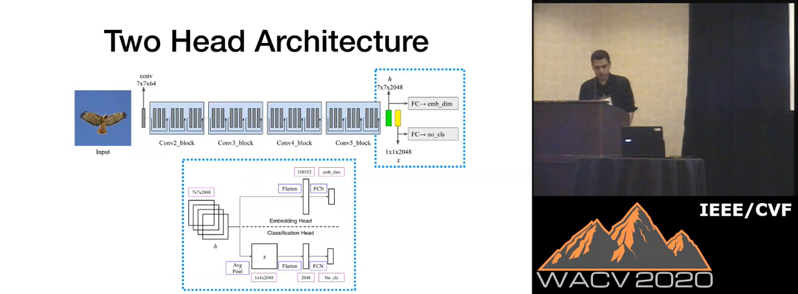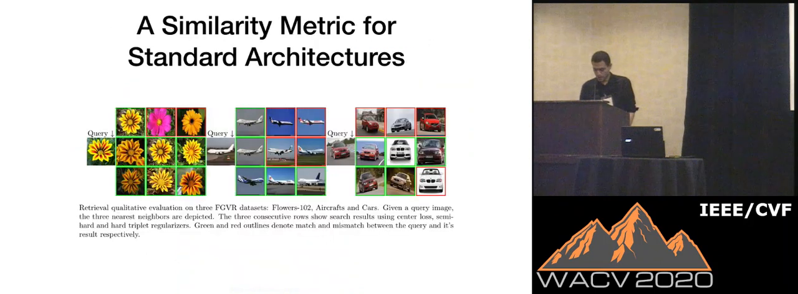Our triplet loss integration is simple and straightforward. We simply add a single fully connected layer to create an embedding head. Triplet loss is applied to the new embedding head, while softmax is applied to the original classification head. Beyond improving classification performance, the standard architectures are now equipped with a retrieval capability. We can quantify similarity between objects.